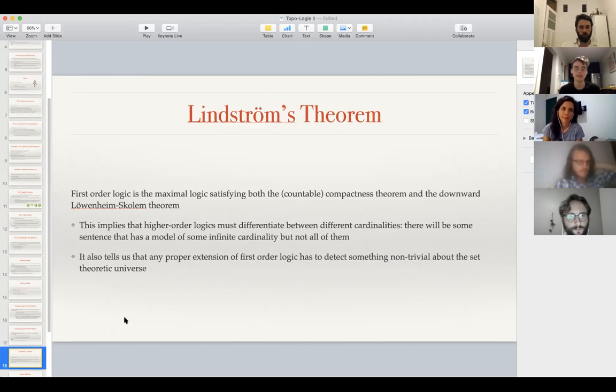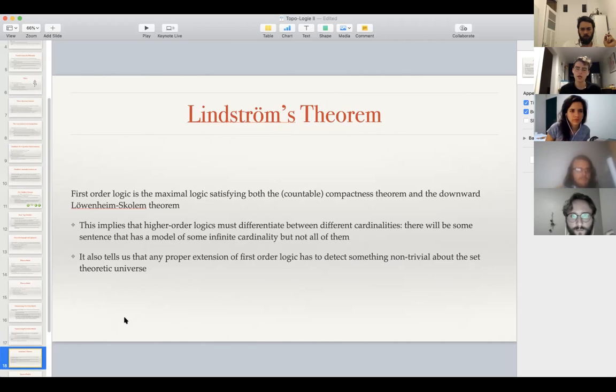Of course, as I said, it implies that higher order logics must differentiate between different cardinalities. There will be some sentence, right? If we have a higher order model, there would be some sentence that has a model of some infinite cardinality, but not necessarily all of them.